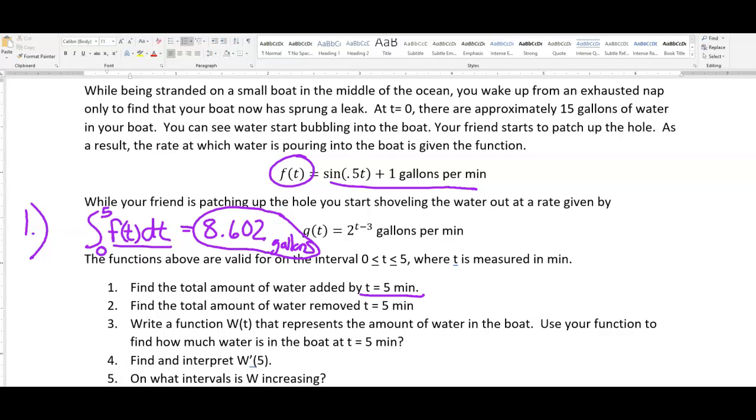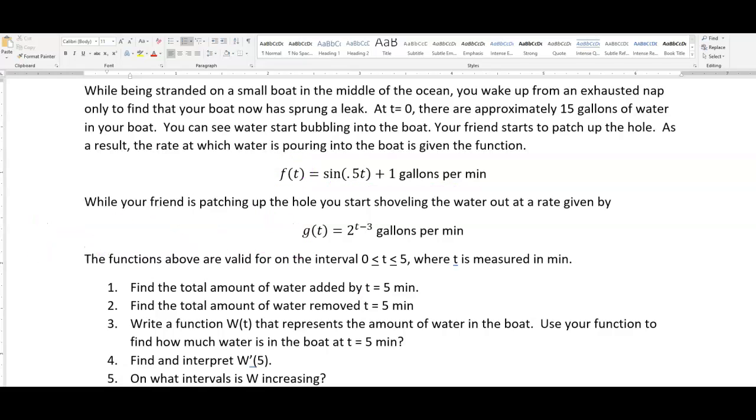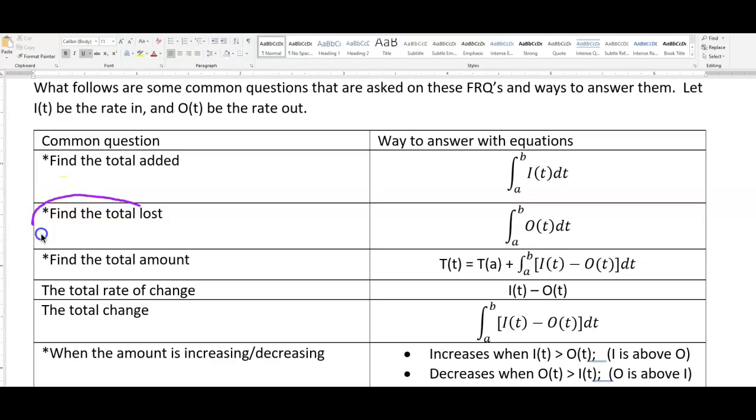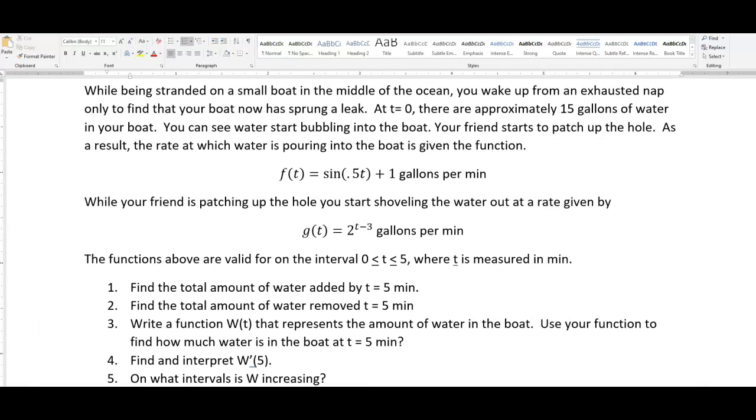Okay, let's go ahead and take a look at question 2. Let's find the total amount of water that was removed from the boat. So if you ever want to find out how much of something was removed or lost, then you're going to integrate the rate out function. So we're going to be working on the same time interval. For number 2, the rate out function is the g function. That's how much is leaving. We're going from 0 to 5. And we'll go ahead and punch that into our calculator to find out how much total water was taken out of the boat. And I get about 5.590 gallons was removed.